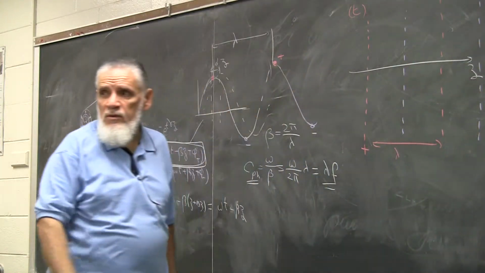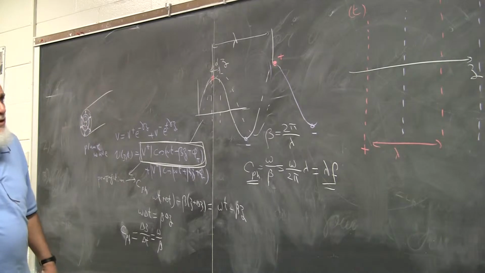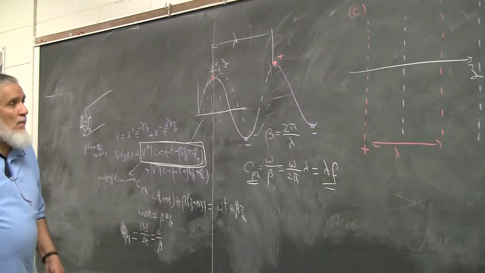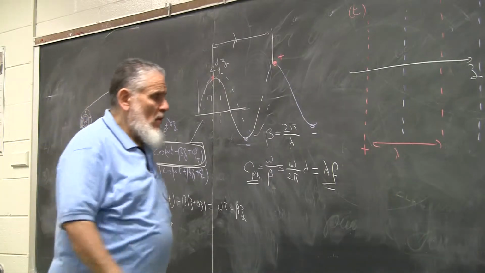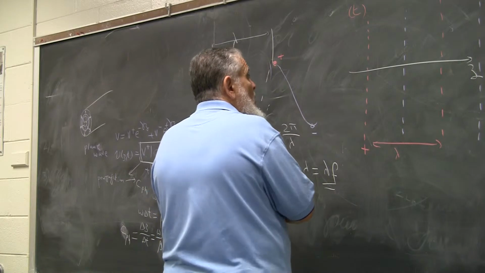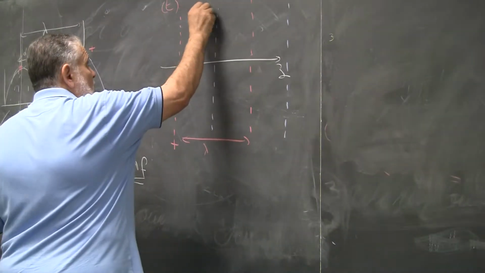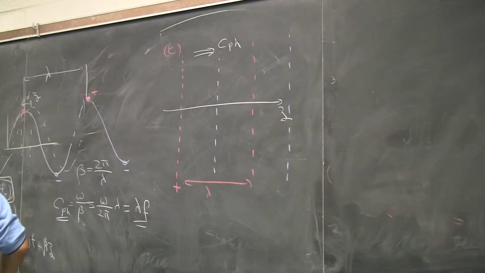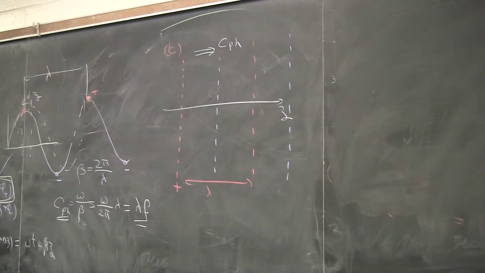Okay? I'm going to use the two colors to indicate plus and minus. Okay? And this will be my C phase. This is where my phase propagates.